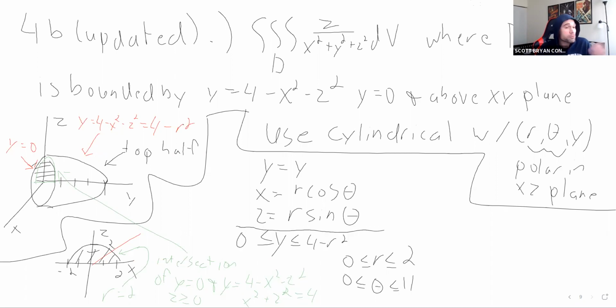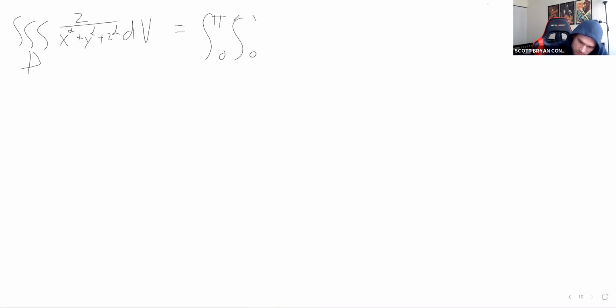Okay, we have our bounds. Let's set up our integral. So you have the integral over this region of z over square root x squared plus y squared plus z squared. So let's convert to cylindrical with y. So theta we said goes from 0 to pi. R goes from 0 to 2. Y goes from y equals 0 up to y equals 4 minus r squared.